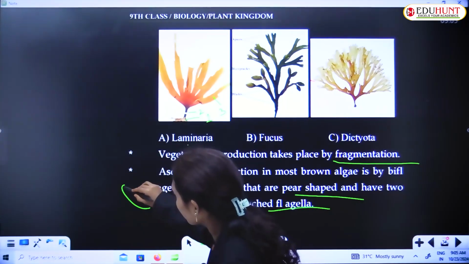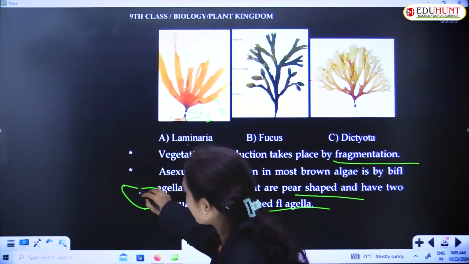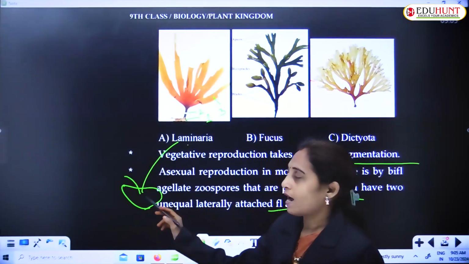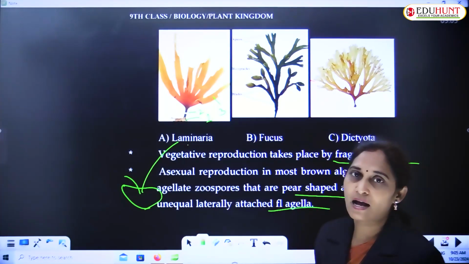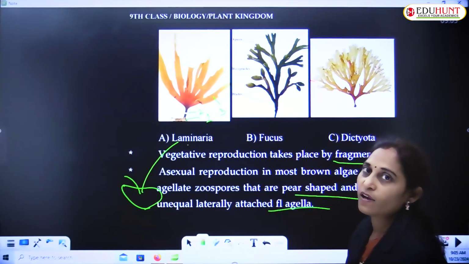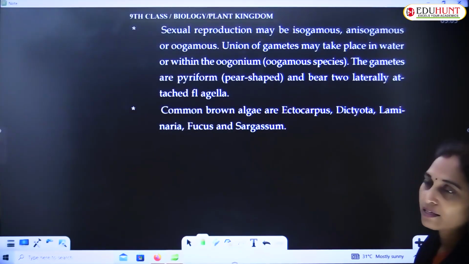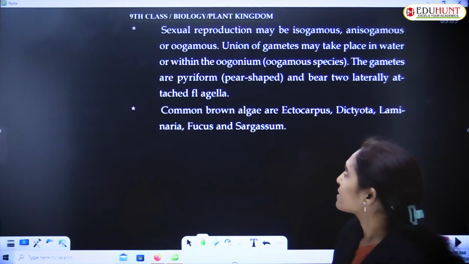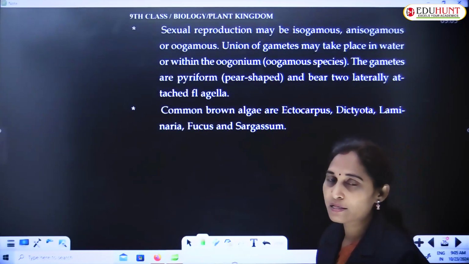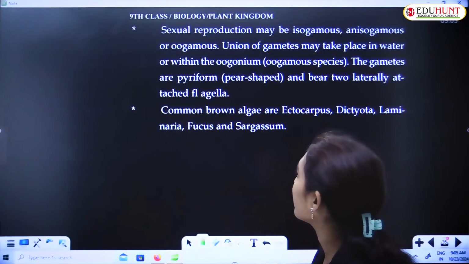I'll draw this. This is like this, laterally inserted, unequal. These 2 flagella are unequal in size and the zoospore is pear shaped, and the flagella are inserted laterally. Inserted means attached laterally. And sexual reproduction may be isogamous, anisogamous or oogamous. That is, 3 modes of sexual reproduction are seen.